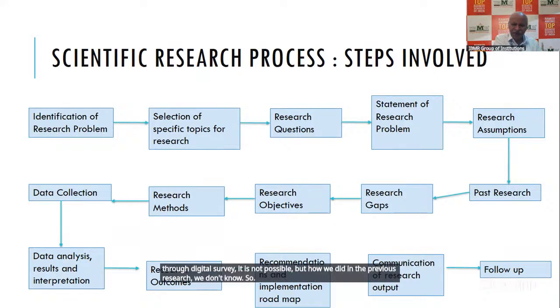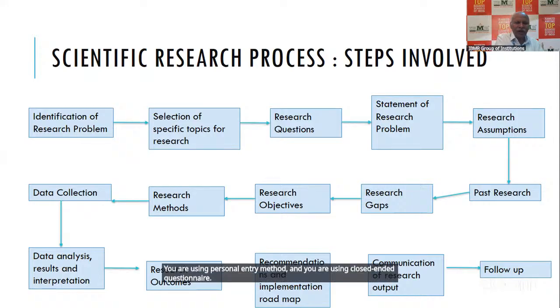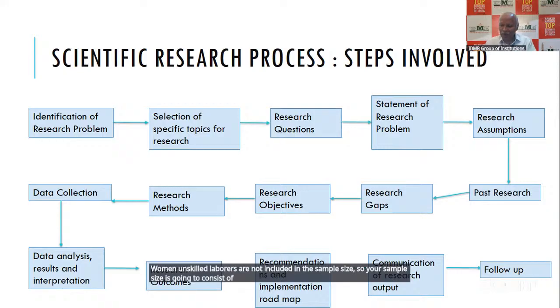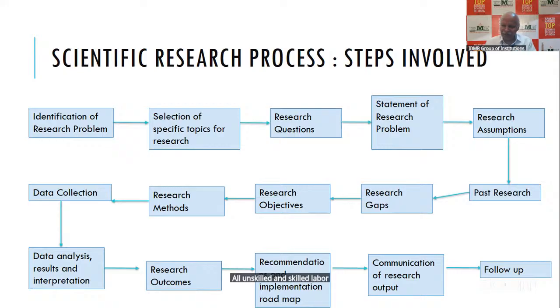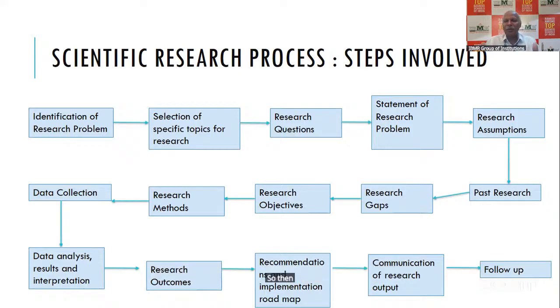So you are using the personal interview method, and you are using a close-ended questionnaire. Whatever has not been addressed by those people, those things we consider. For example, unskilled male laborers are not included in the sample size. Women unskilled laborers are not included in the sample size. So your sample size is going to consist of all unskilled and skilled labor, all women labor and male labor. Your sample size represents all these. So then there is an improvement in your study over the previous study.